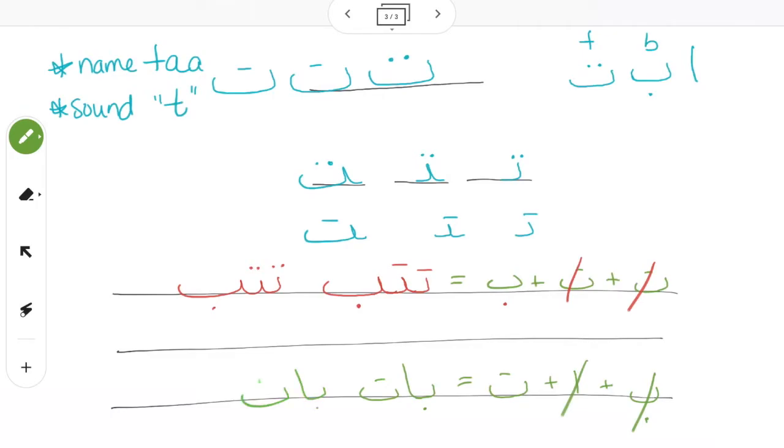But write it a few times, get comfortable with it. If you want to write it with dots, you can. If you want to write it as a line, you can do that too. Okay.